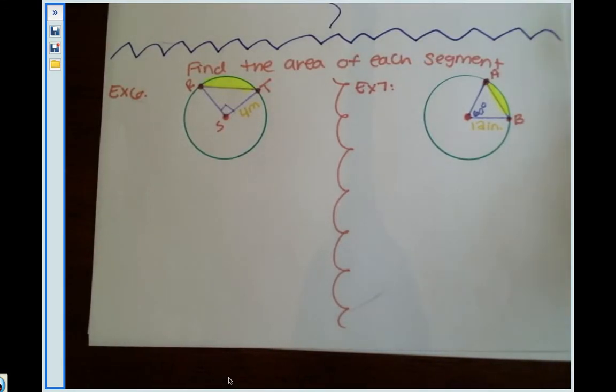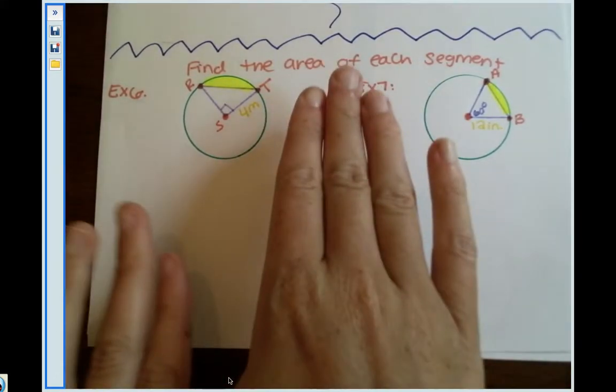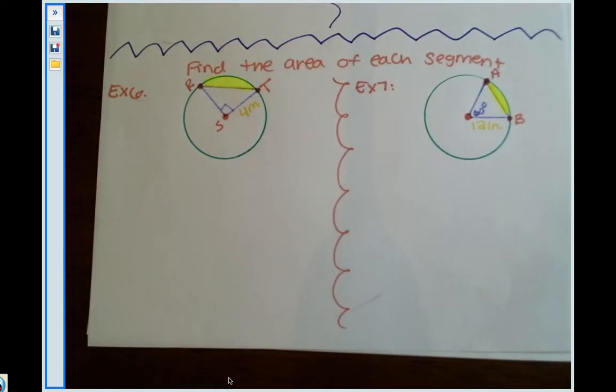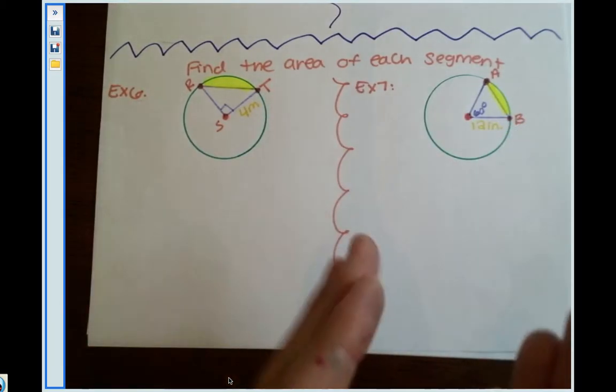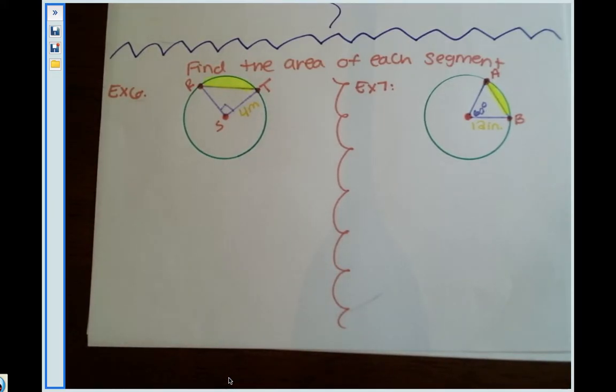Hi guys, now we're going to be finding something called the area of a segment, which you're probably like, that doesn't make any sense. A segment is just something that joins 2 points together. It's like a piece of a line, right? Well, in terms of area, let's talk about what it means to find the area of a segment.